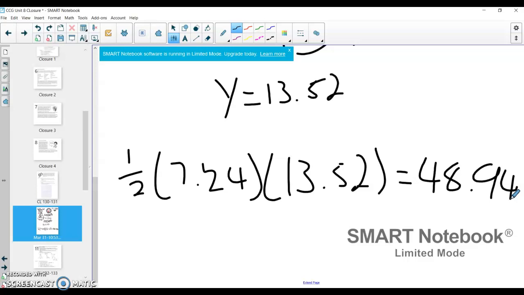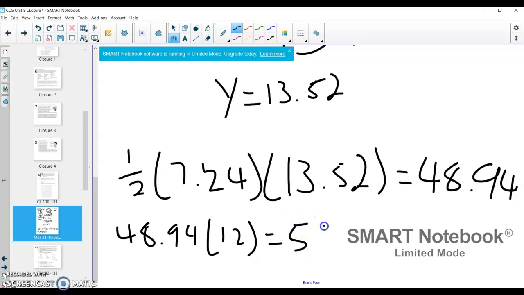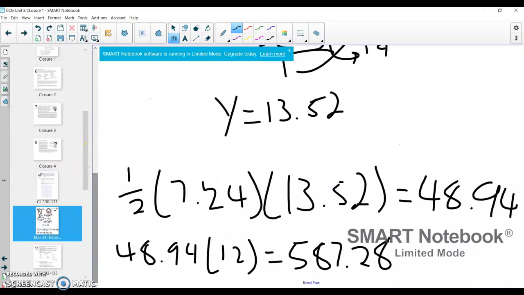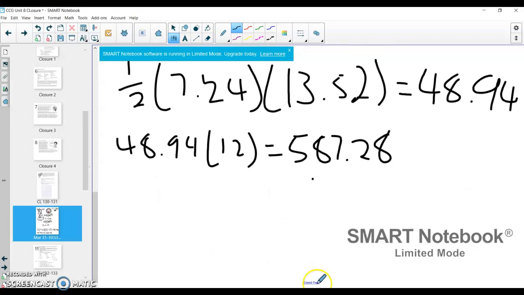And like I said, this is a dodecagon, so it's 12 triangles. I multiply this by 12. So 48.94 getting multiplied by 12. And that will give me that the dodecagon has an area of 587.28 units squared. Did they give me a unit? Let's check. Centimeters. Centimeters squared. So this is 587 centimeters squared.